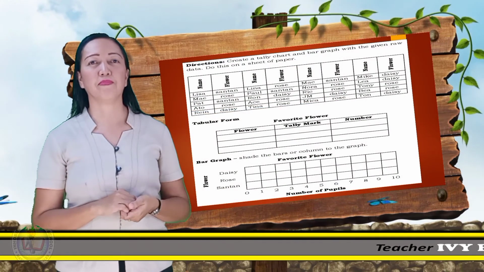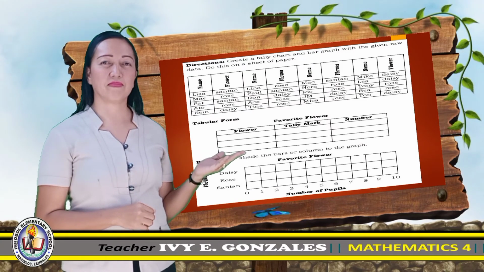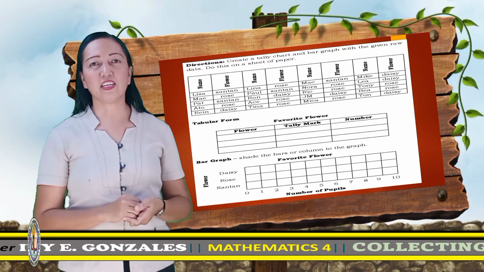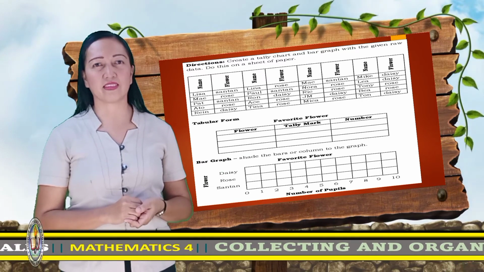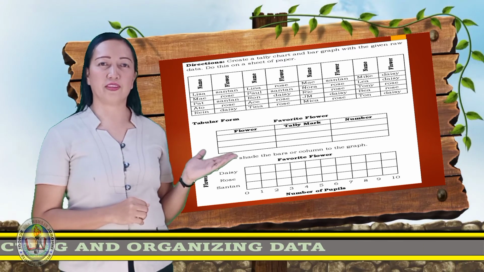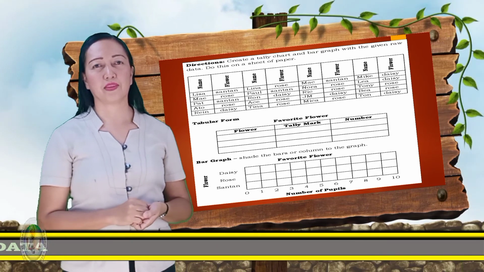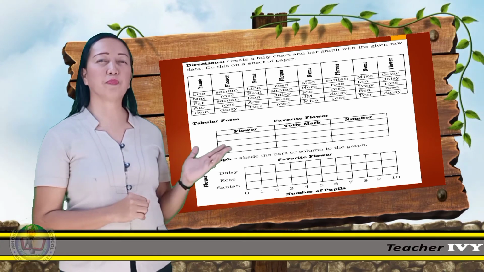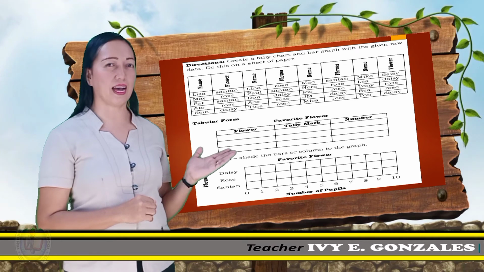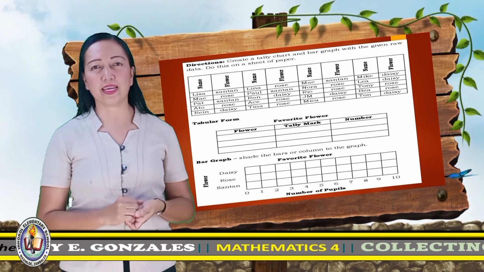Good job, kids! Now, try to do the next activity. Which is the overall favorite flower? Yes, the answer is rose. Correct. Number 2. Which is the second favorite flower? Correct. Daisy. Number 3. How many pupils do not like sampaguita? Yes, 20 pupils do not like sampaguita.